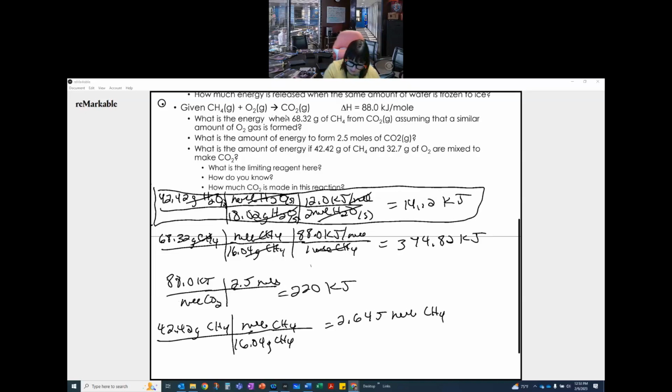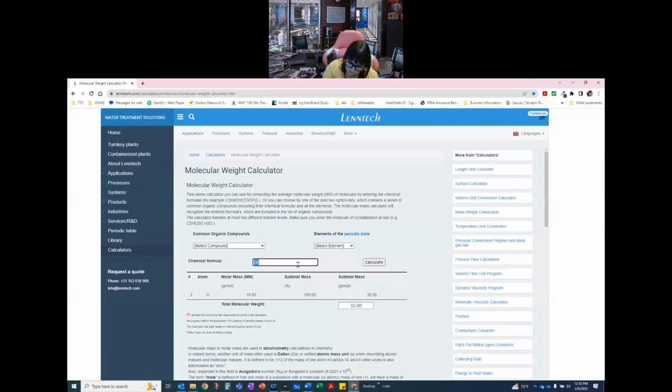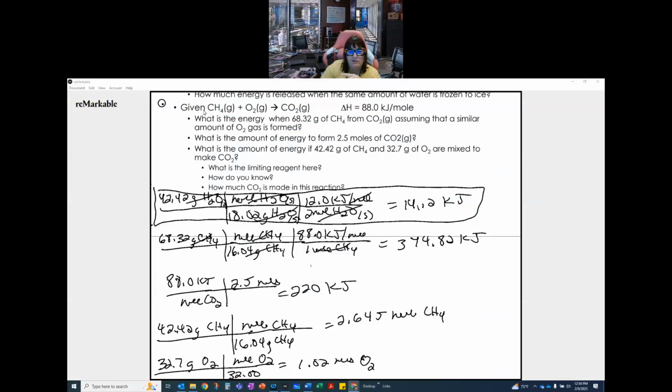Now I want to compare that to the 32.7 grams of O2 per mole O2, and the molecular weight of O2 is 16, so that should be roughly 32. And if I look at my periodic table, just to make sure, we get 32. So 32.7 divided by 32 gives me 1.02. So that means that I don't have enough of one of those materials. One of those materials is limiting, right? And what it says is, what is the amount of energy if this amount are mixed to make CO2? What's my limiting reagent? My limiting reagent is this O2 because I have fewer moles of that. I need 1 mole of O2 to make CO2. I need 1 mole of CH4 to make CO2. So that's my limiting reagent.